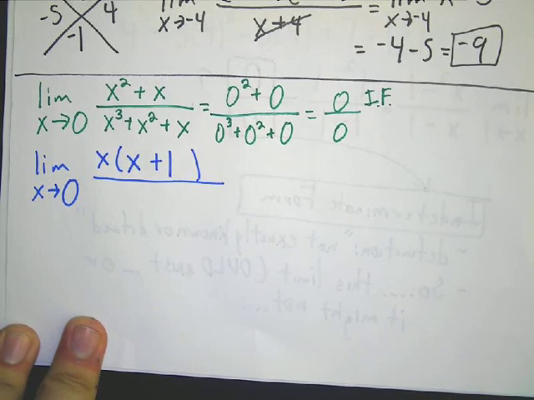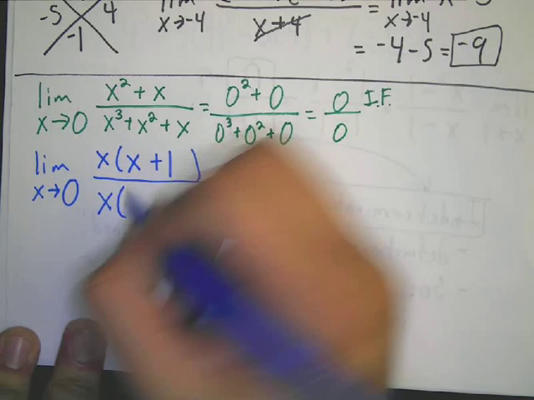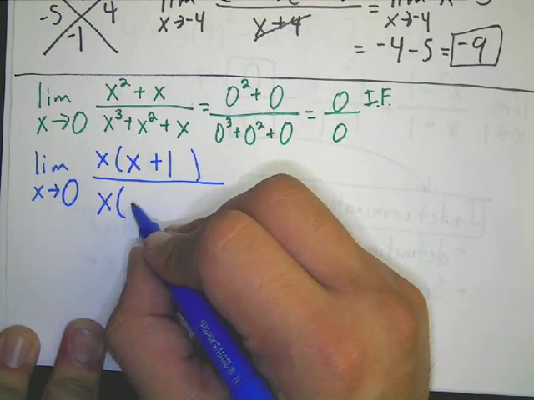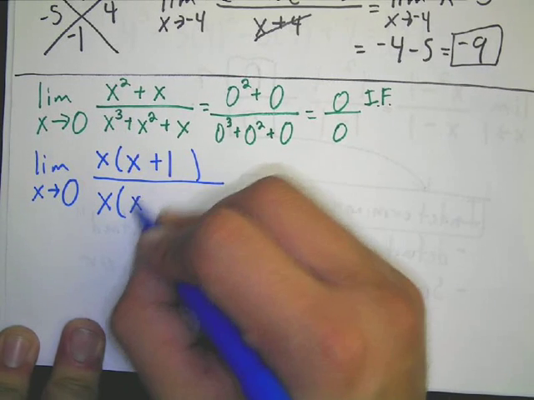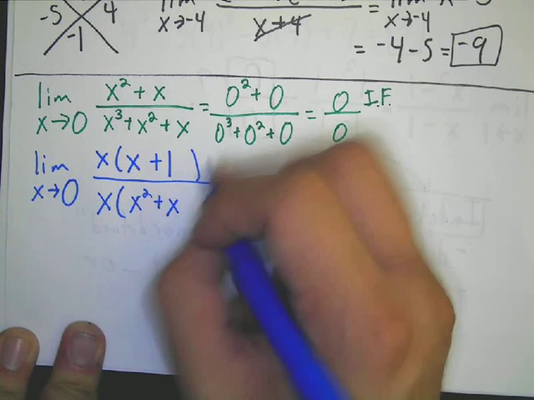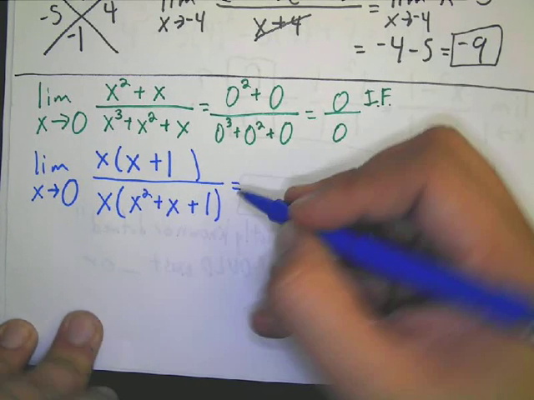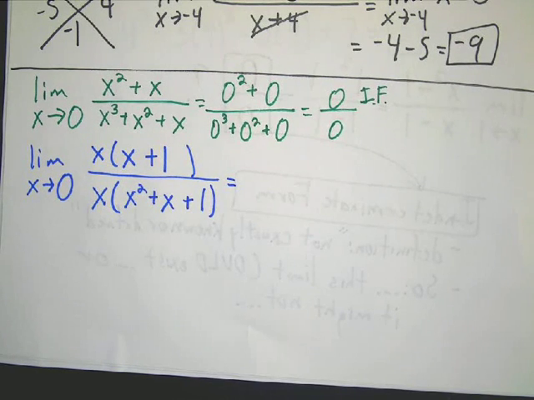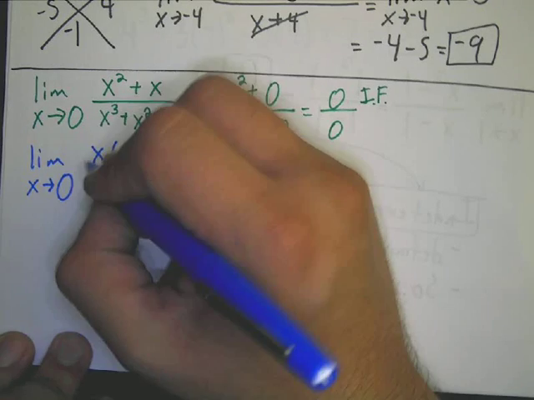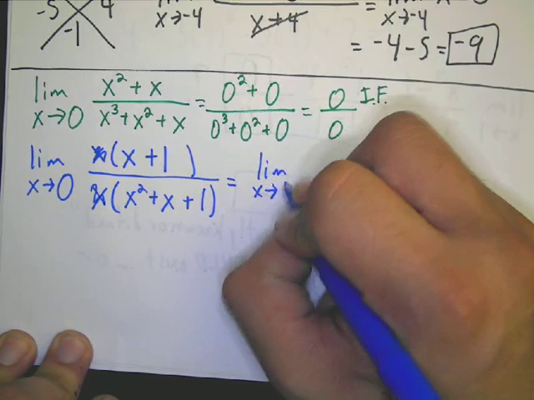In the bottom, factor out an x: x cubed becomes x squared, x squared becomes plain old x, and x becomes 1. So then what happens to the x's on top and bottom? They cancel, right? And we're left with the limit as x approaches 0 of x plus 1 over x squared plus x plus 1.